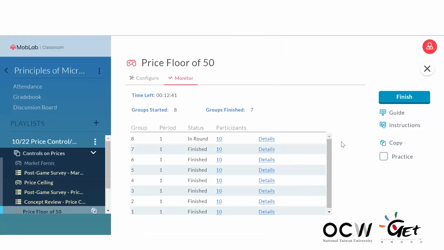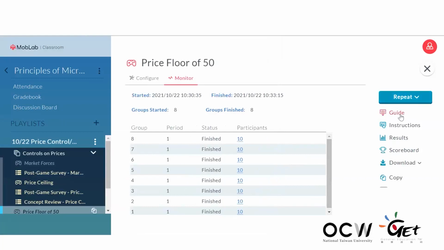Okay, so a lot of groups have finished. Oh, there's one group that still has not finished, so we have to wait. But most groups have already finished. Okay, the last group has finished, so I'm going to close this session, and we can look at the results. So, okay, what happened? What is your impression?